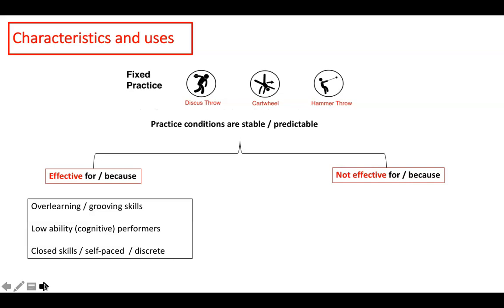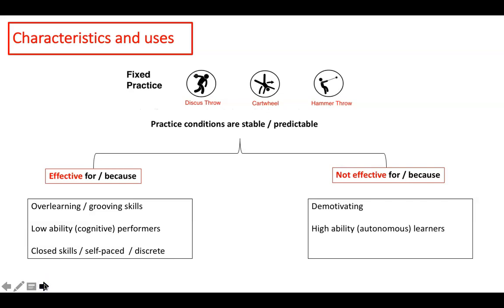Self-paced skills and discrete skills where there's a clear beginning and end. With regards to where fixed practice is not effective, it is not effective because it's demotivating, and it's not good for high ability learners either because the predictability becomes demotivating. And finally, if it's good for closed skills, it's not going to be great for open skills because open skills are affected by the environment.